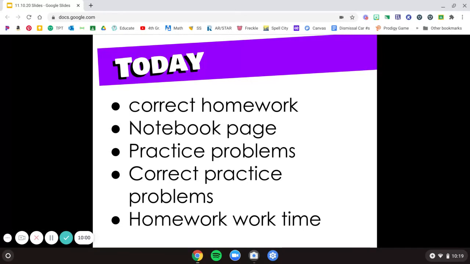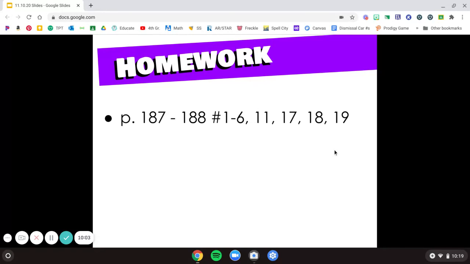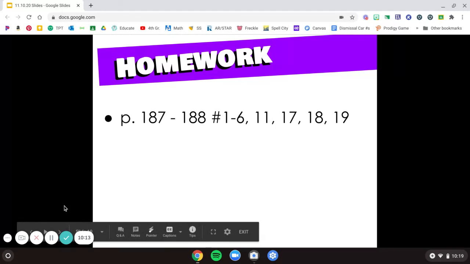Today for homework, you've got page 187, 188, numbers 1 through 6, 11, 17, 18, and 19. Let me know if you have questions. Good luck.